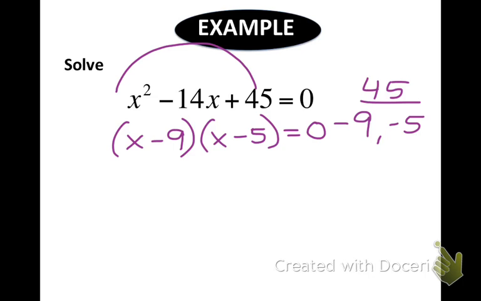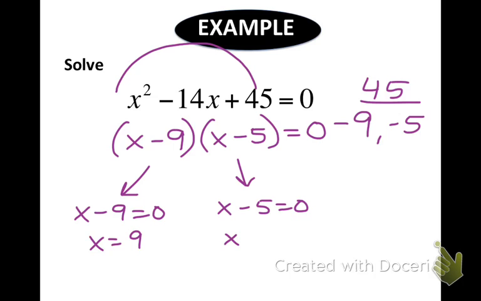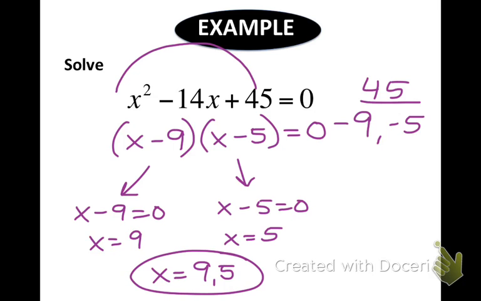So now the zero product property says I'm going to take the first, set it equal to 0. Wait, how did you get that? How did I get what? That, you all right? Okay. So that gets us to x equals 9. Now do it for the second factor, which gets us to 5. So my two solutions are 9 and 5.